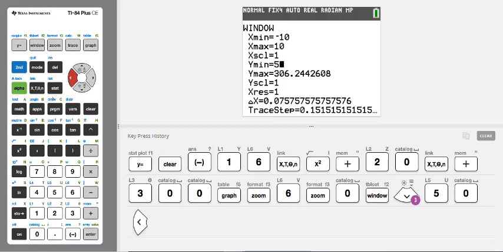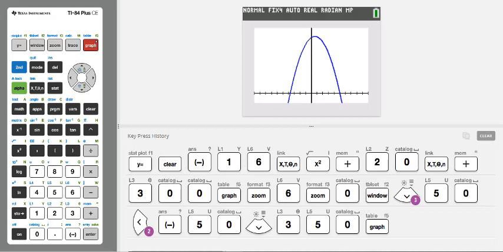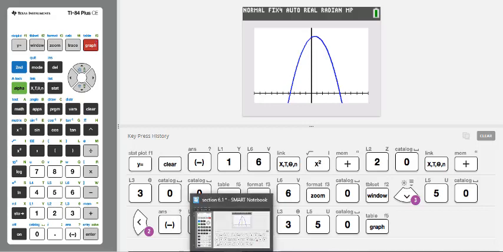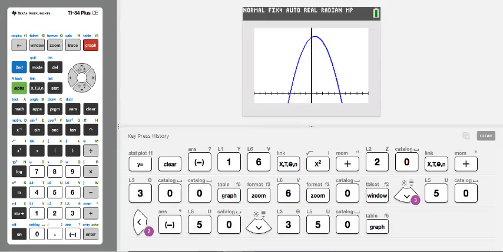Should be a negative 50. And then I'll change my y max. If it's 300 feet above, I'll go 350. That gives just a little bit of headroom up there, and then hit graph. And there you go. It cleans up your graph a little bit and gives a better view. Now let's go see what we have to do with this. Oh, we have to go find these points.